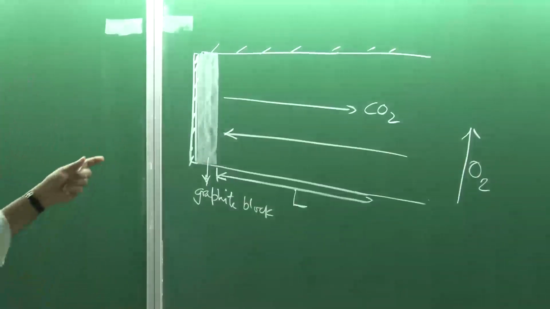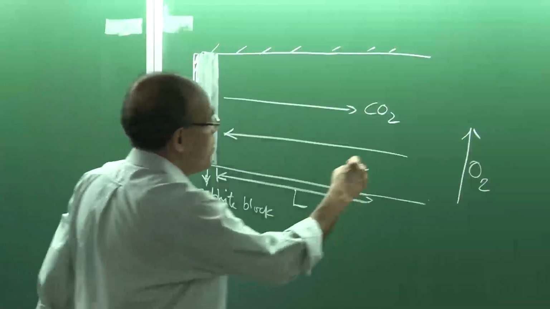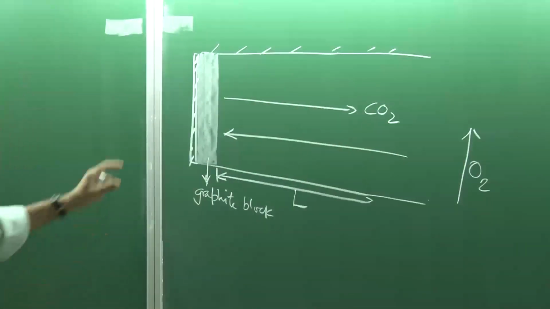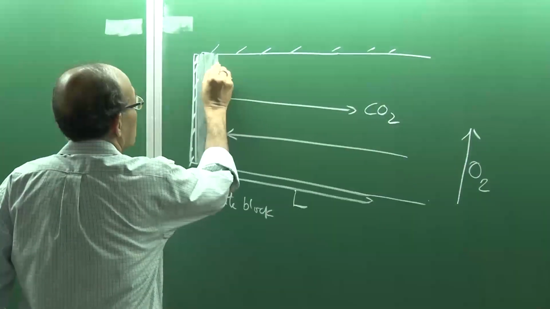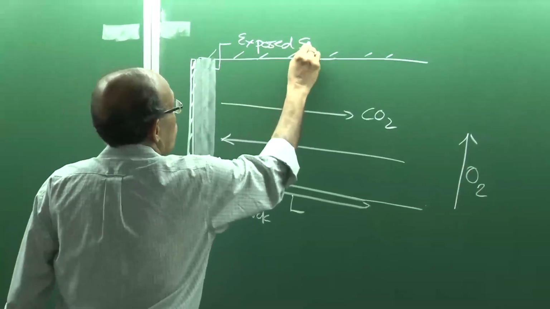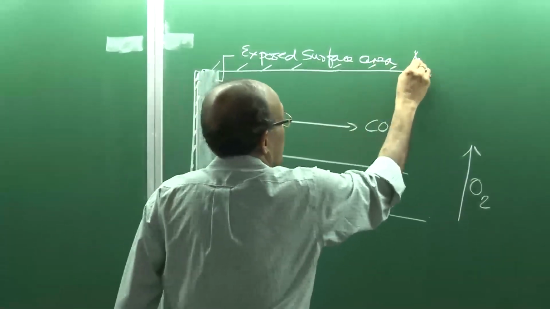And this block has a surface area, which, if you look at it from this end, is a circular cross section, so pi r square. So the area is known. So the exposed surface area is A.